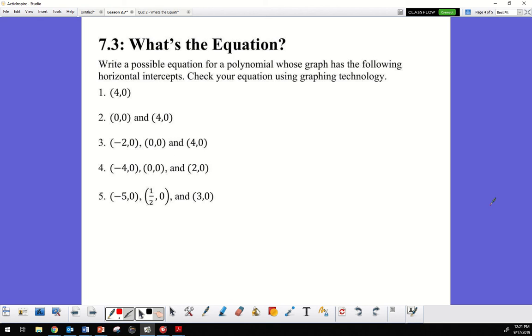The horizontal intercept. So that means it's going to cross the axis like this. 1, 2, 3, 4. And at 4, 0. That is where it crosses the axis. So what would I write that as an equation? Y equals, where does it cross at? X minus 4. Excellent. X minus 4. That's it. That's all it is. It's crossing at 4, right? So that's it. What about the next one?